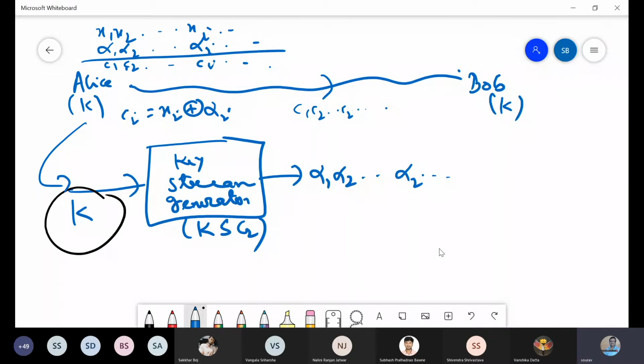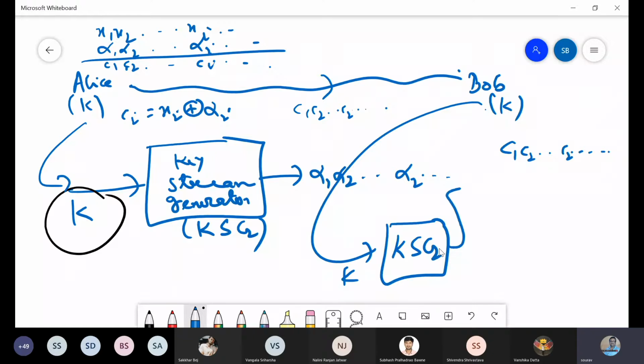So this is what is called stream cipher encryption, and decryption is the same. We have the ci. Bob has the same key, so Bob will put it into the key stream generator. Bob will put the same key K and get the same key stream alpha 1, alpha 2, alpha i. Then Bob will do the same XORing process.